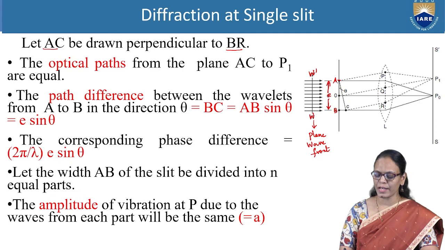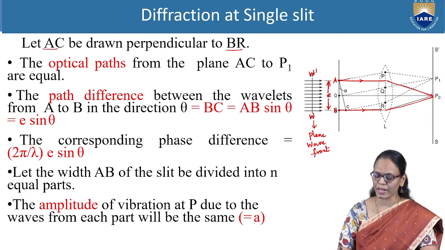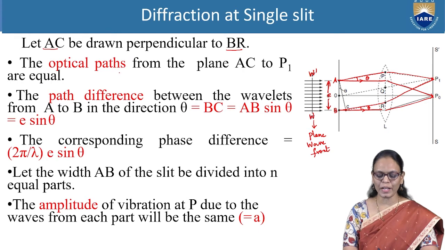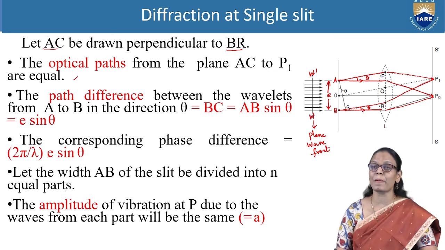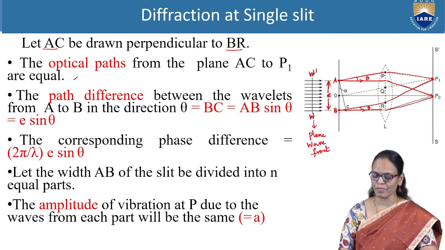Now what we are seeing is the rays that are traveling straight in the same direction as the incident ray are brought to a focal point, P0, or simply O, we call it. And those that are diffracting or bending at an angle theta are brought to a point P1, or P simply. So here also this ray is bending at an angle theta and they are brought to a focus point P1. Now the optical paths from the plane AC to P1 are equal. Now to measure the path difference between these rays that are bending, if you see in the figure, definitely there is a difference in the path traveled by the ray from A to P1 and from B to P1.